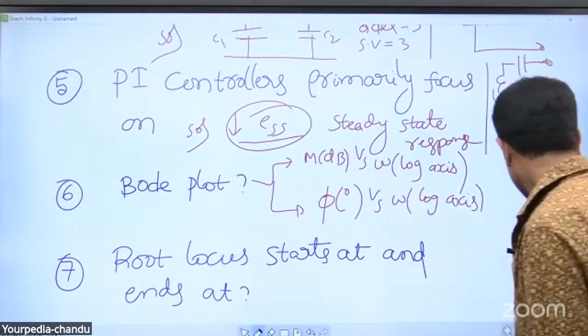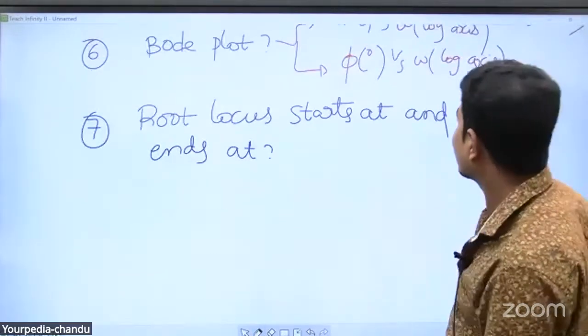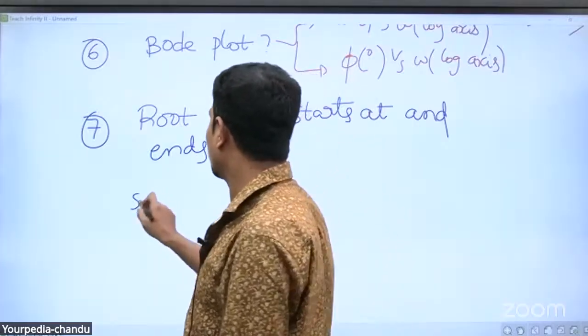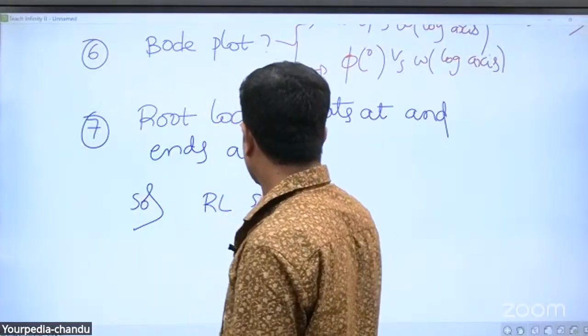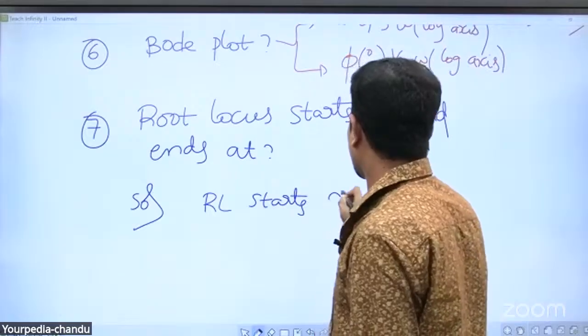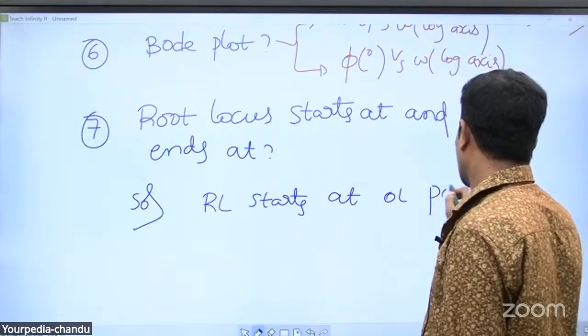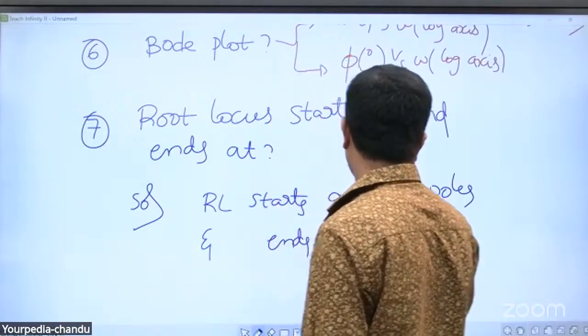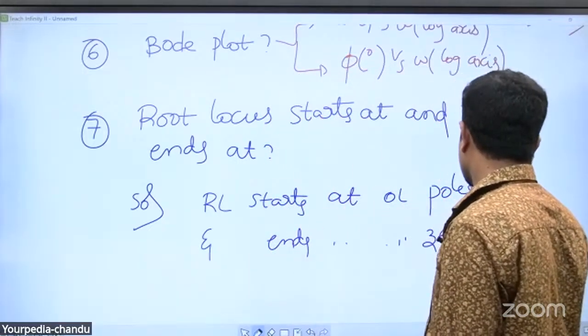Next question. Root locus starts. This one very clearly told you that root locus starts at open loop poles. Yes, root locus starts at open loop poles and it ends at open loop zeros. That's all.